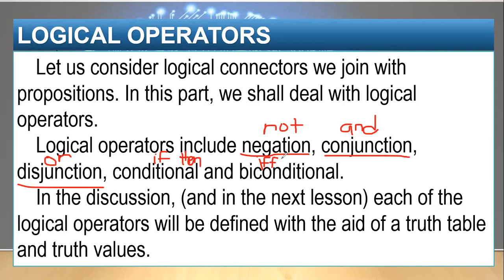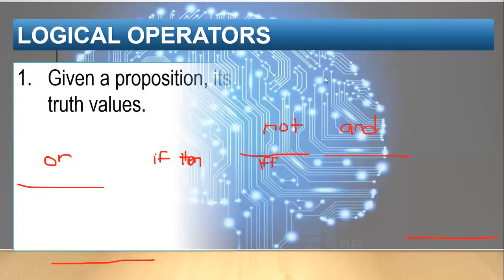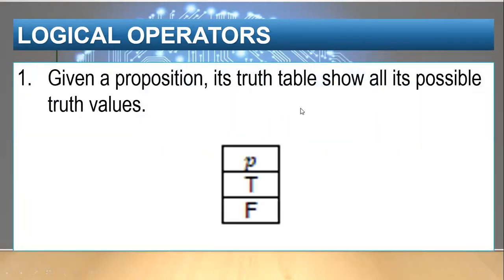In this discussion and in the next lesson, each of the logical operators will be defined with the aid of a truth table and truth values. So later, we will be having an example of that table and values. So we have the logical operators. Given a proposition, its truth table shows all its possible truth values. So this is how we write a truth table.